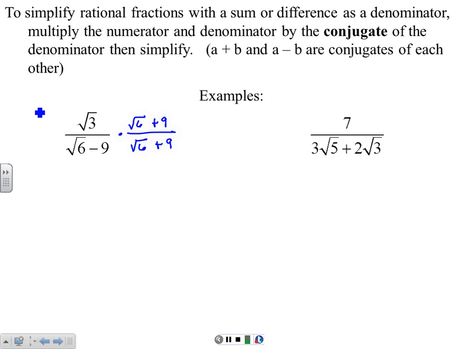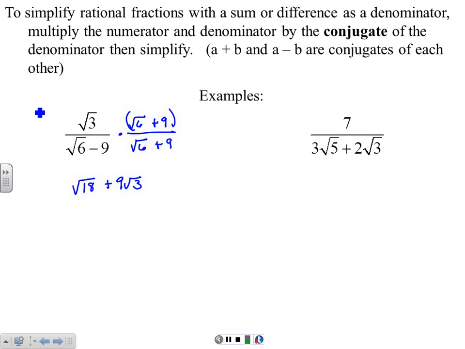So now look at what we have. On top, we have the distributive property. So we have the square root of 3 times the square root of 6, which is going to be the square root of 18. And the square root of 3 times 9 is going to be 9 square roots of 3. Remember, you can't multiply whole numbers with radicals.